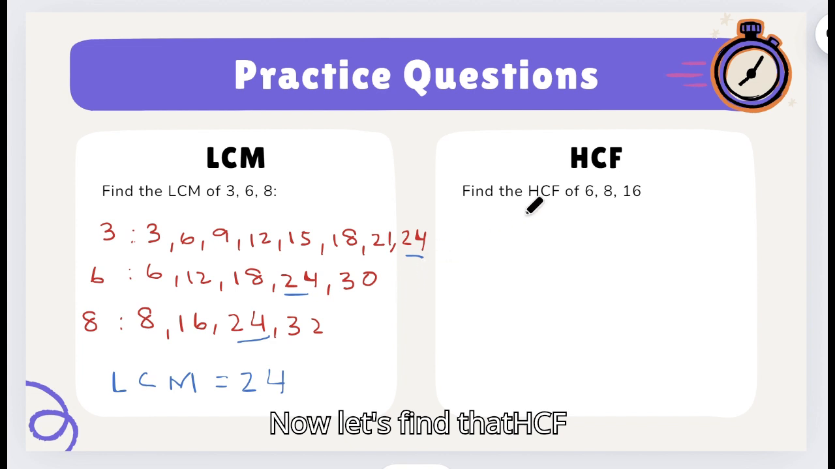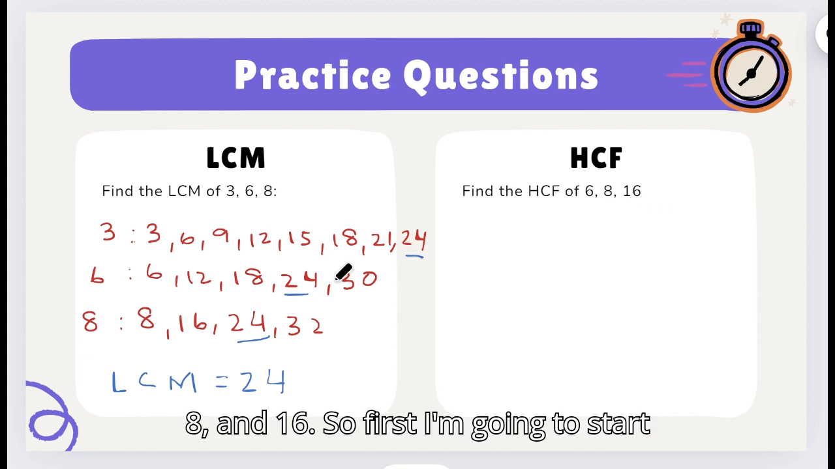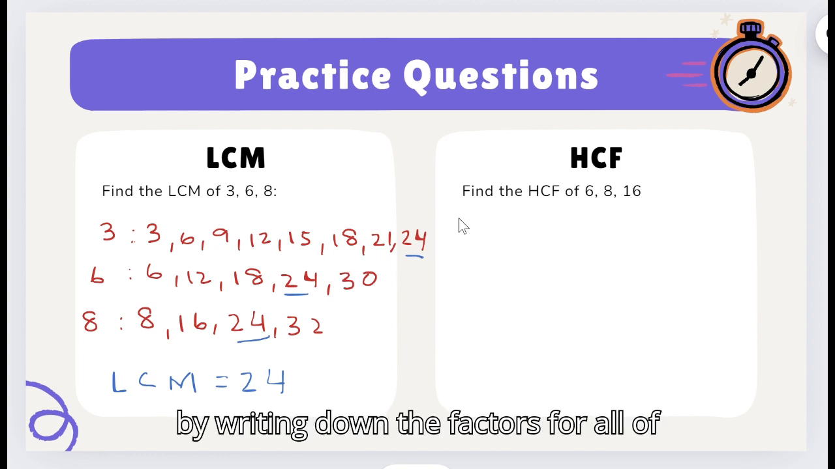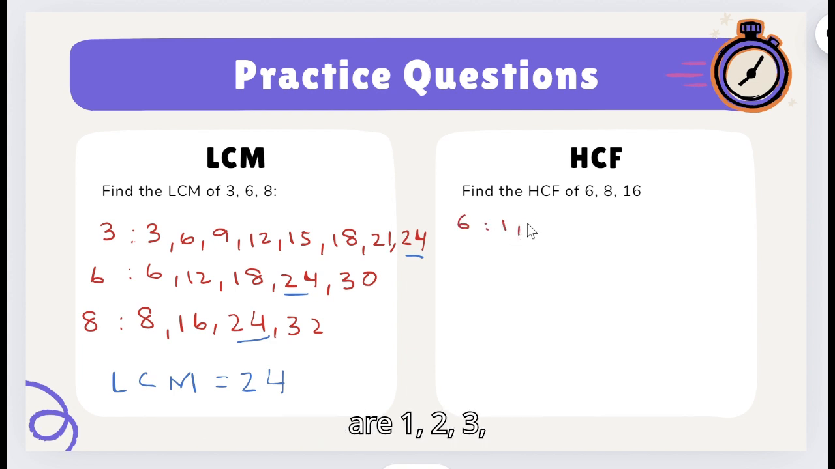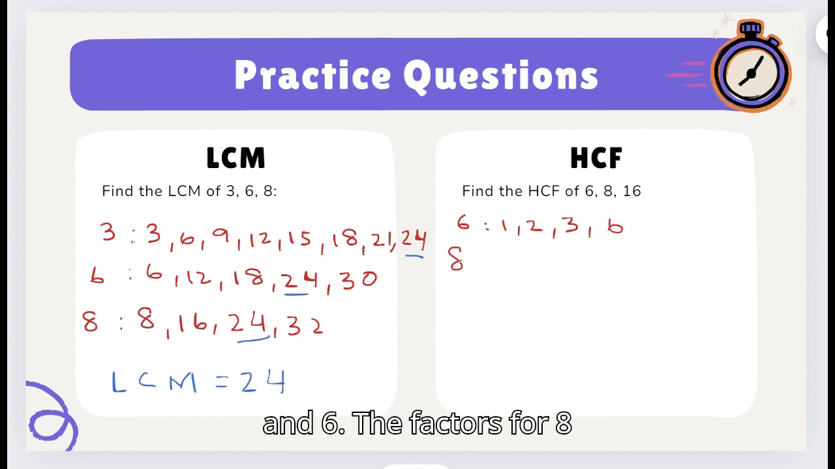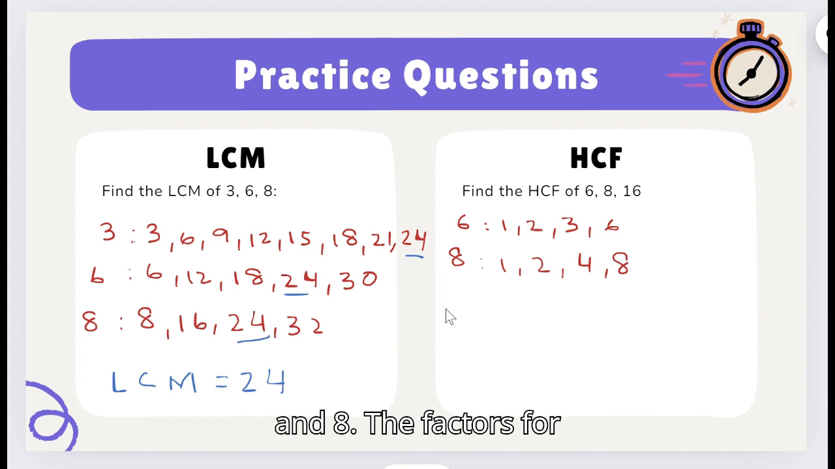Now let's find the HCF, highest common factor, of 6, 8, and 16. So first I'm going to start by writing down the factors for all of those 3 numbers. So the factors for 6 are 1, 2, 3, and 6. The factors for 8 are 1, 2, 4, and 8.